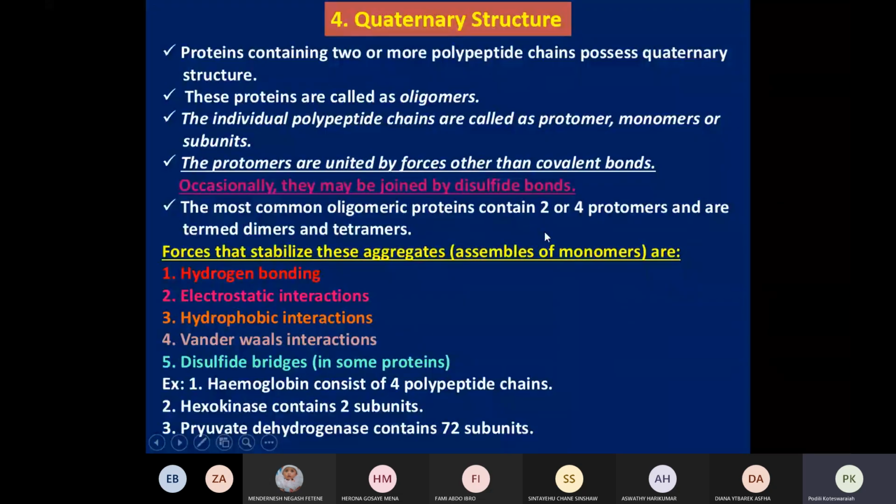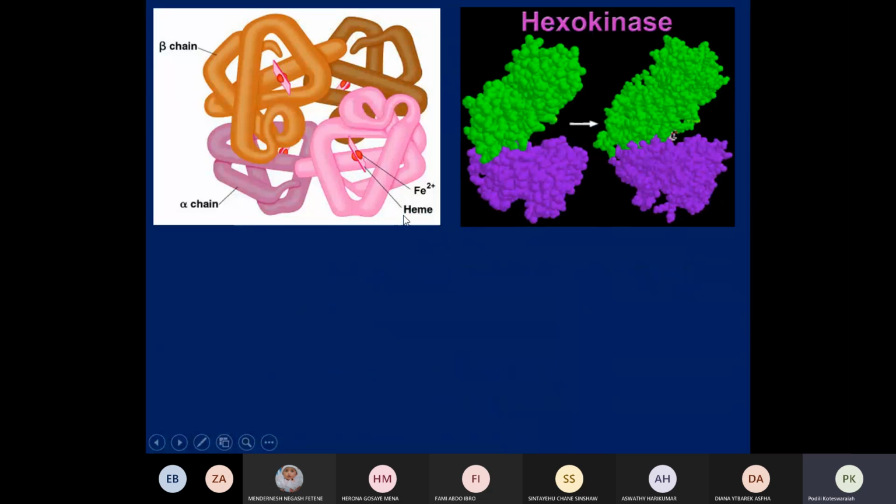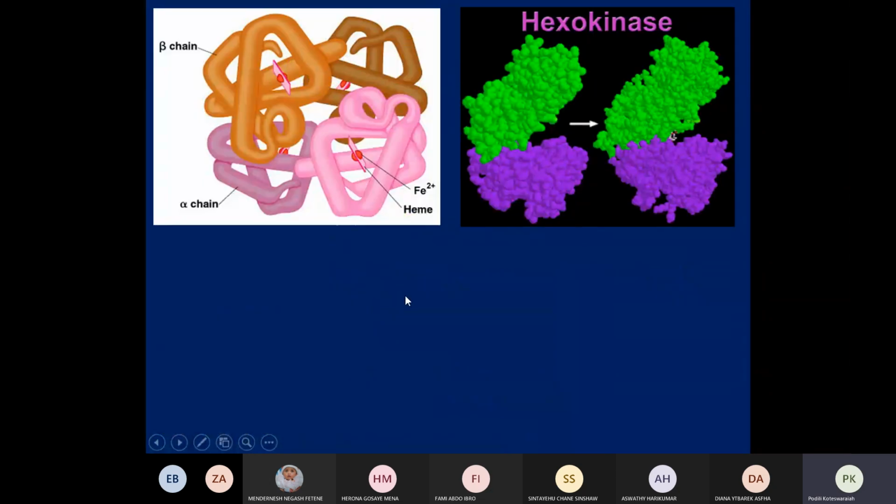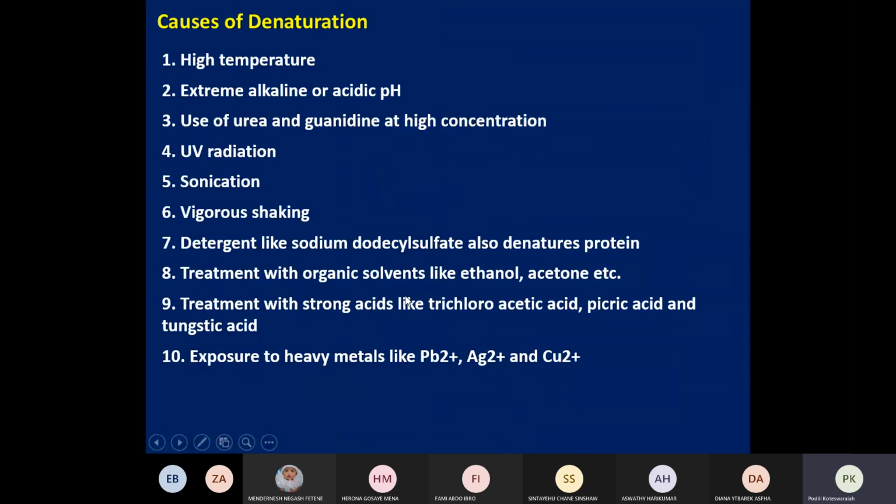Therefore, the hemoglobin exists as a quaternary structure, and this quaternary structure is stabilized by, as I already said, both many non-covalent interactions and also the covalent bond, meaning the disulfide bridges. So this is about the quaternary structure.